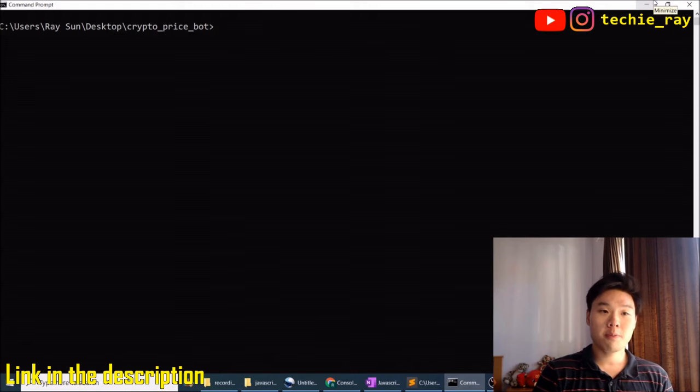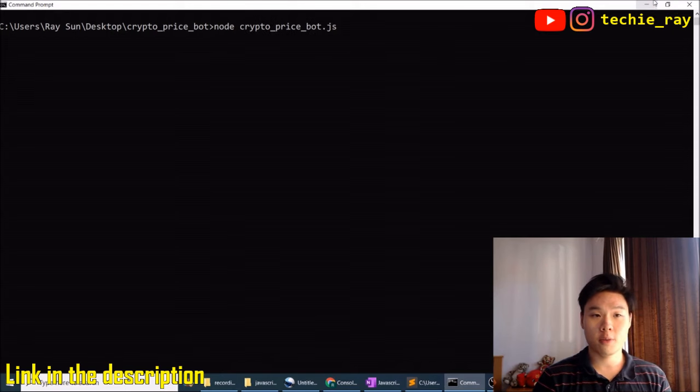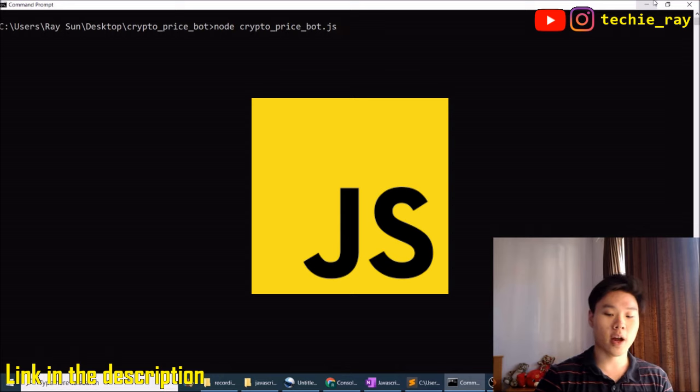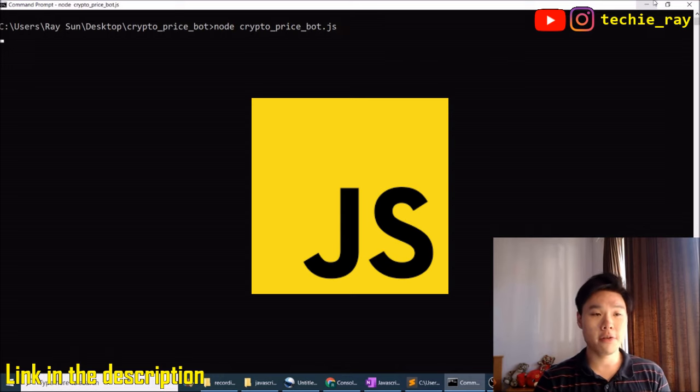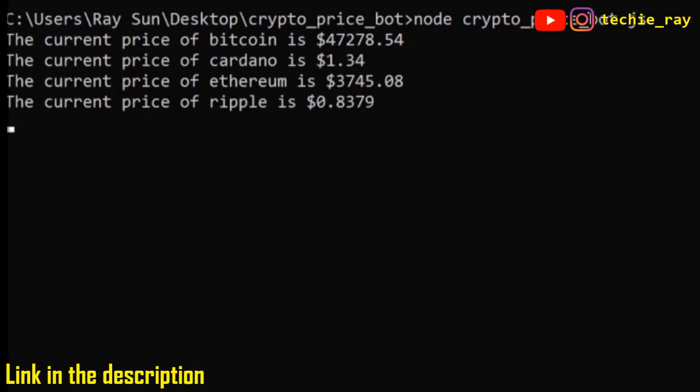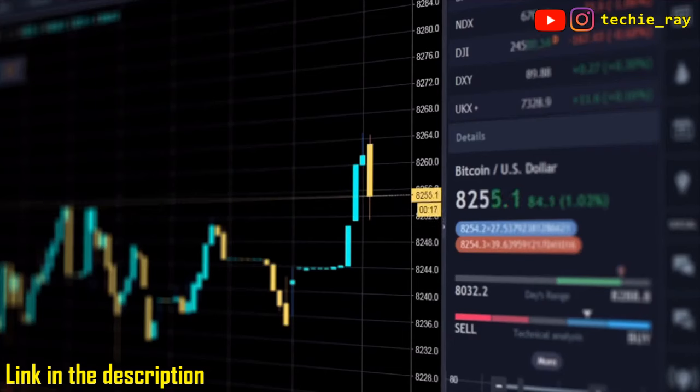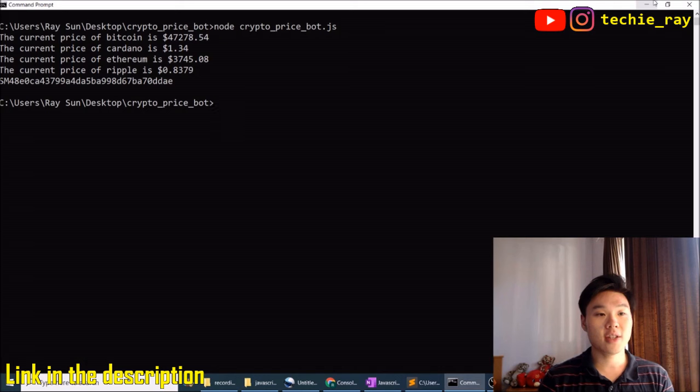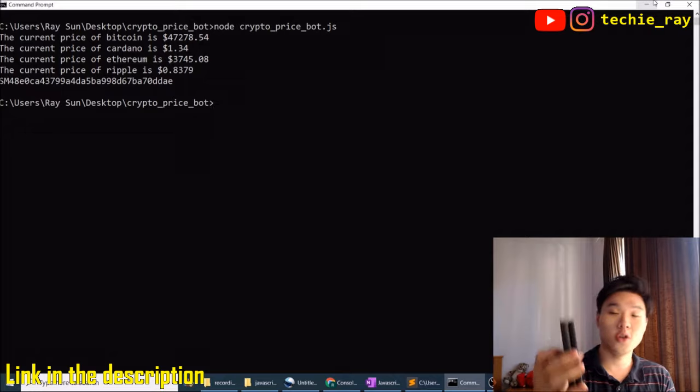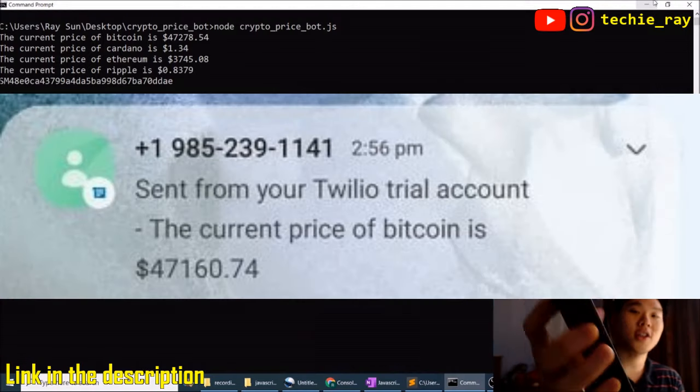In this course, we'll be building a very simple crypto price bot in JavaScript from scratch that can basically go through the prices of your favorite crypto coins, and if any of them hits a certain price threshold that you've set, you will then receive a text message to your phone right here that'll tell you the price of the crypto.